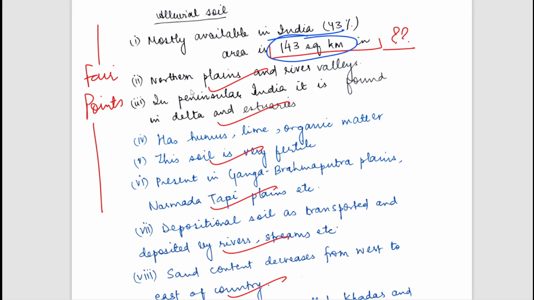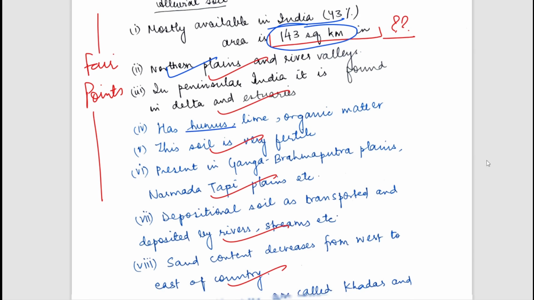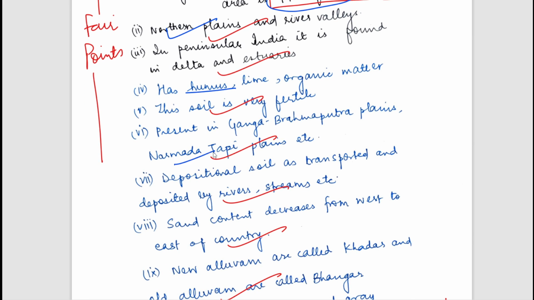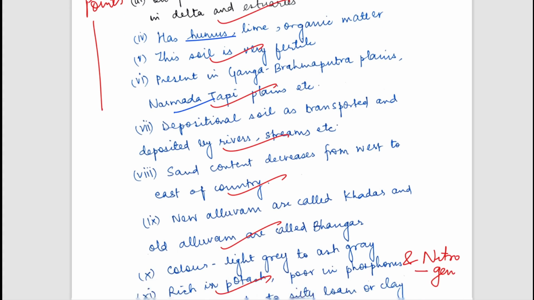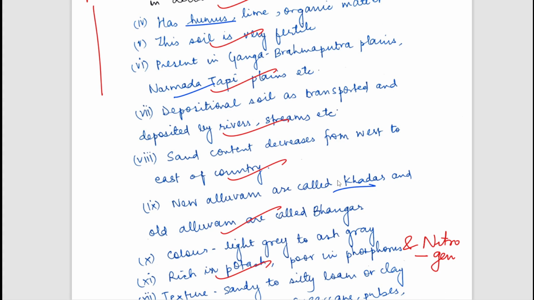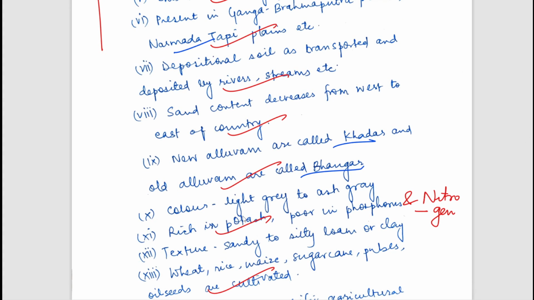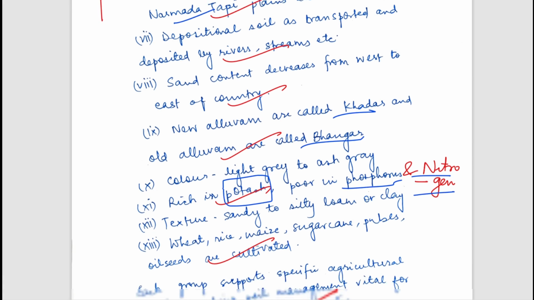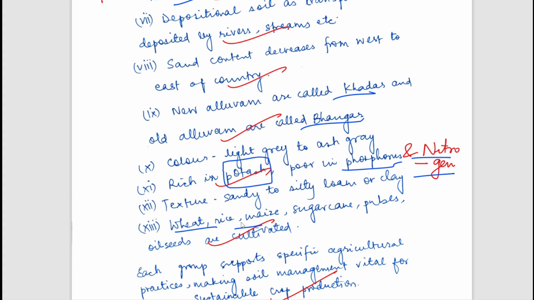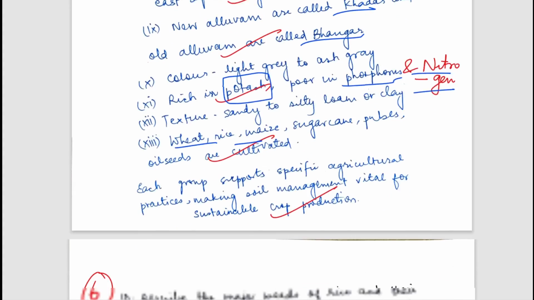And good points have been mentioned. It is found in northern plains. Humus, it can be found in other regions such as Ganga Brahmaputra plains, Narmada Tapi plains. So fair points. Neoluvium, Khadar, Bangar, everything has been mentioned. And generally alluvial soil is rich in potash, and most of the Indian soils you will find that they are rich in potash but poor in phosphorus and nitrogen. Okay, some crops which can be grown here are mentioned, so a fairly written answer.